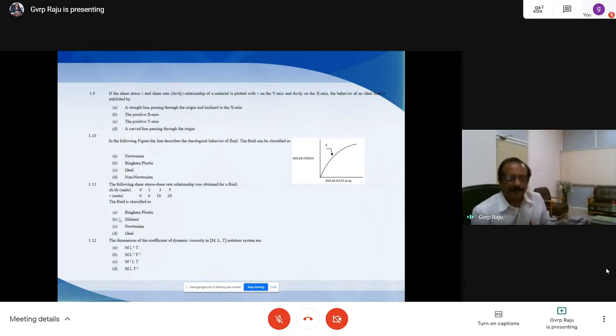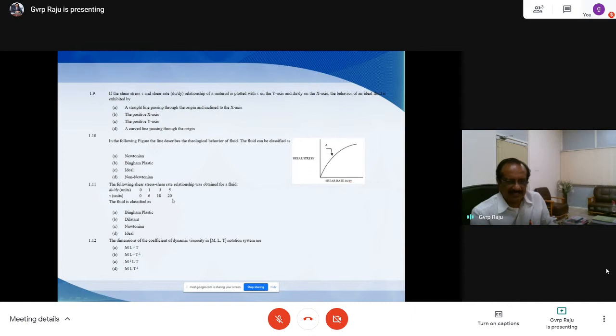The following shear stress, shear rate relationship was obtained for a fluid. You can draw the graph between tau and shear rate on a simple normal graph, and this is uniform. As it is a uniform variation, if you draw a graph between shear stress and rate of deformation, we will get a linear variation.